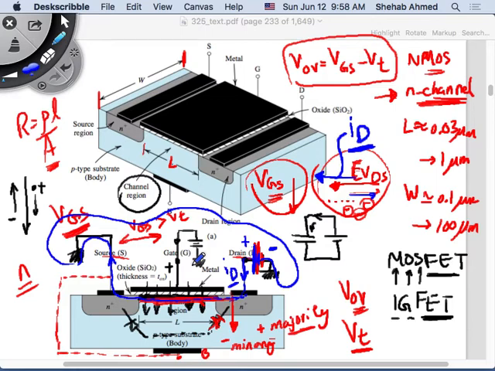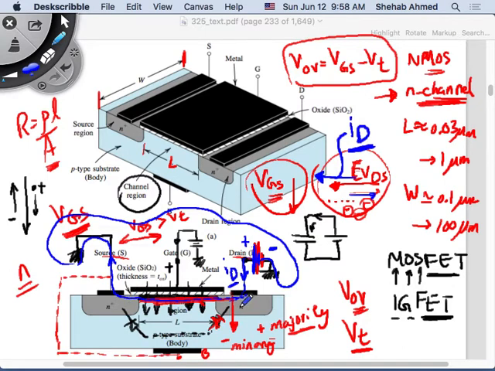So the electrons in the body move to the channel. And then, because of another electric field, you made these electrons travel between the drain and the source. They moved from the source to the drain.